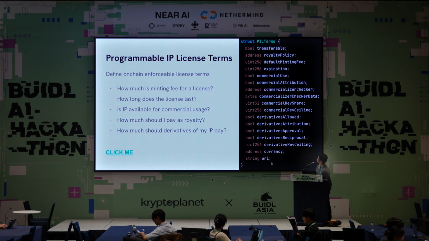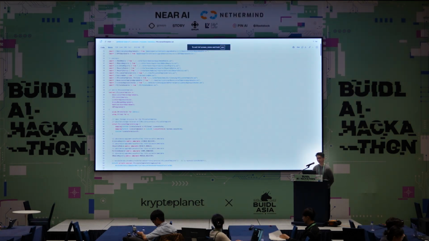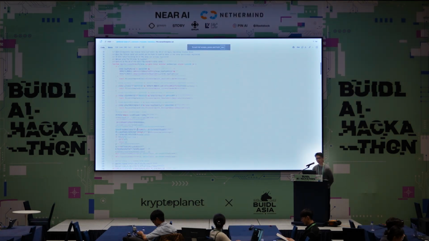And then like currency, what currency you have to pay your royalty in, and etc. So there's a lot of questions that these terms can answer, and it's all enforceable on chain. So all you have to do is just specify them. If you see here, this is the actual license template.